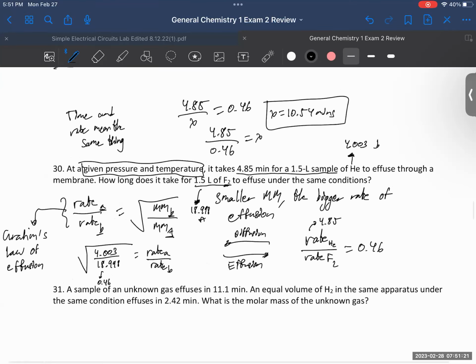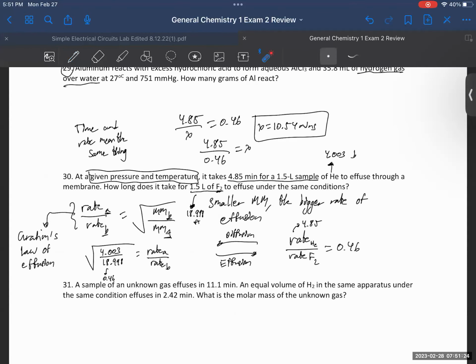Yeah, so first of all, I used this equation: rate A over rate B equals the square root of the molar mass of B over the molar mass of A. So there I found the ratio between my two molar masses and square rooted it. I did 4.003 divided by 18.998, as those are my molar masses, and I got 0.46.